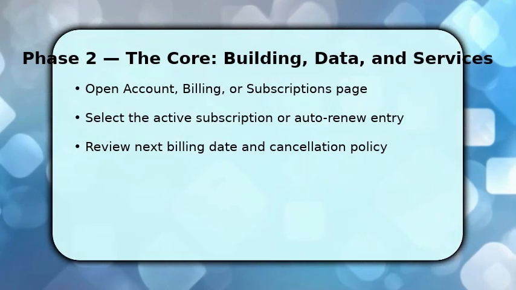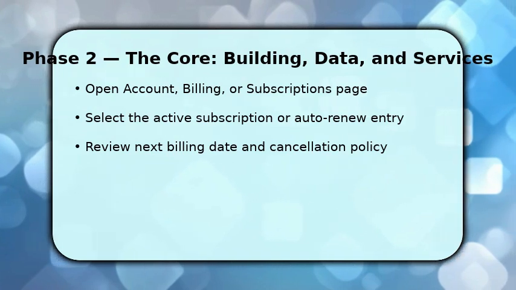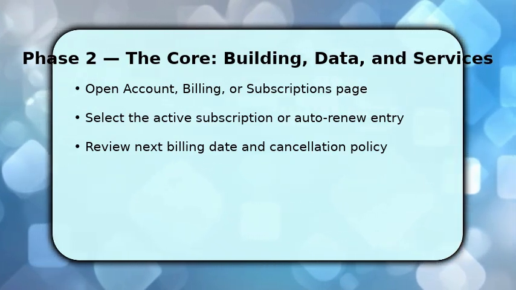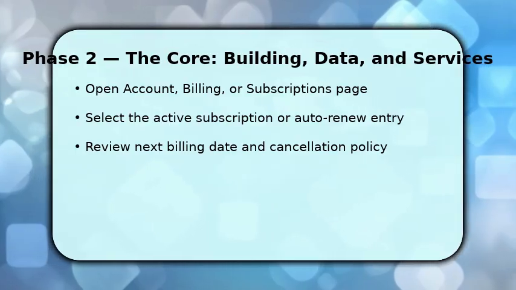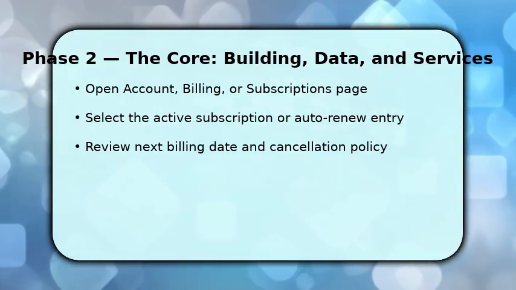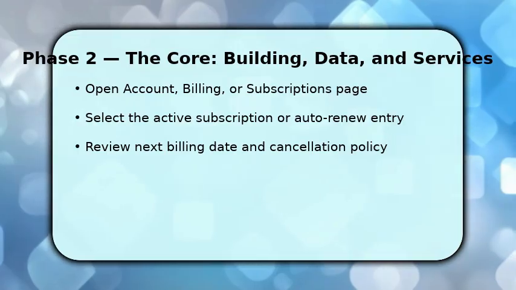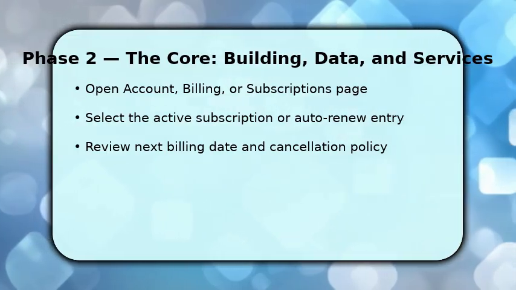You now go to the subscriptions or billing section and select the active plan you want to cancel. Once selected, read the cancellation options: immediate stop, end of period, or downgrade, and choose the correct one based on when you want service to end.